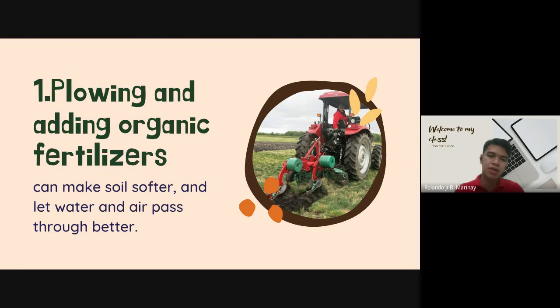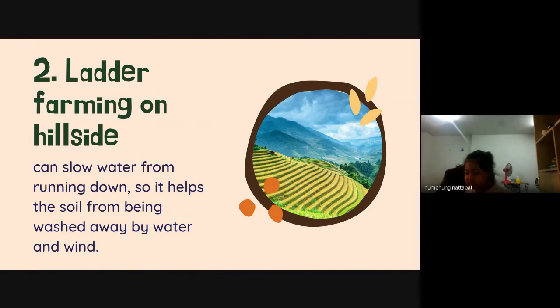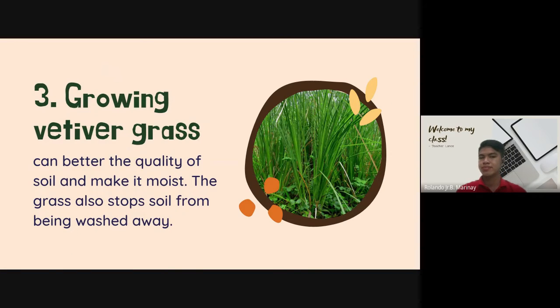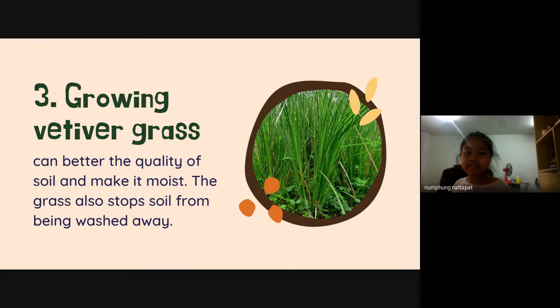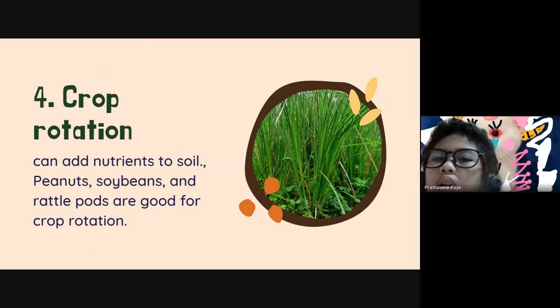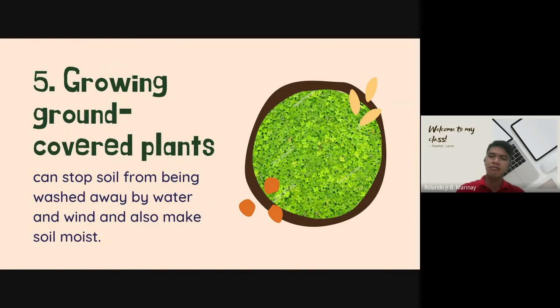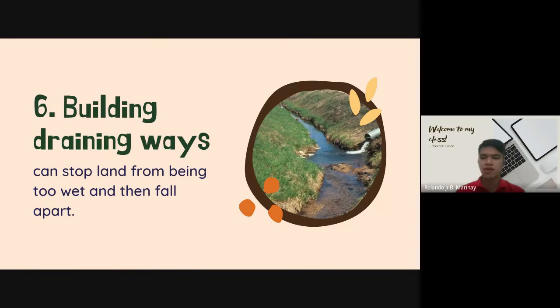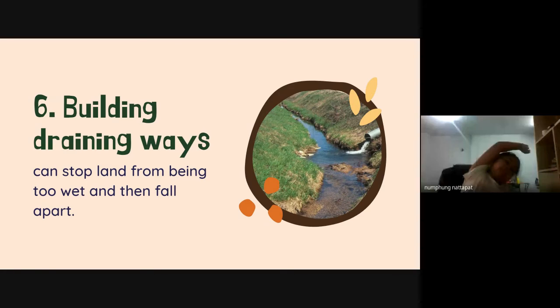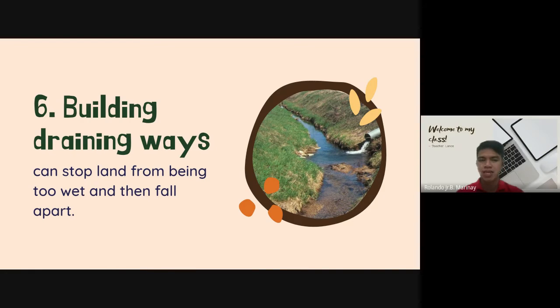What's number one, everybody? Plowing. Number two, contour farming. Number three, growing vetiver grass. Number four, crop rotation. Number five, ground cover plants. Number six, building draining ways. Very good.